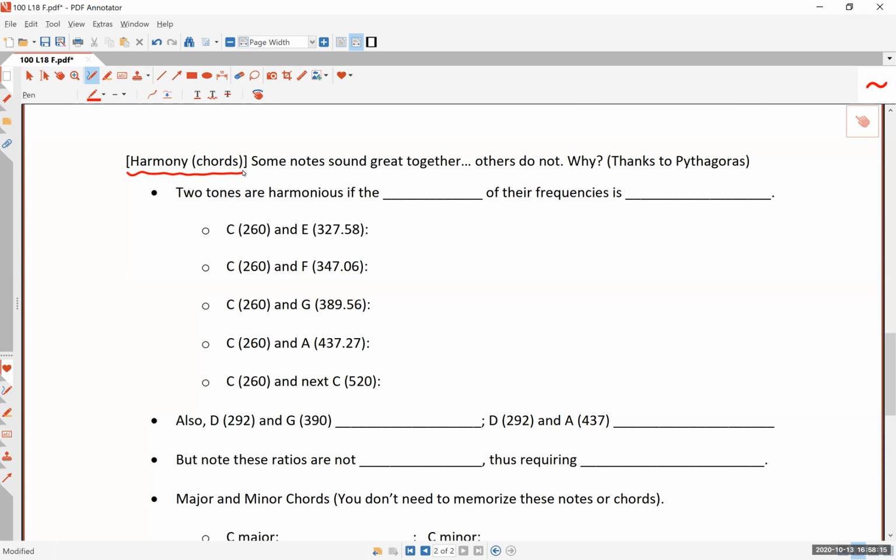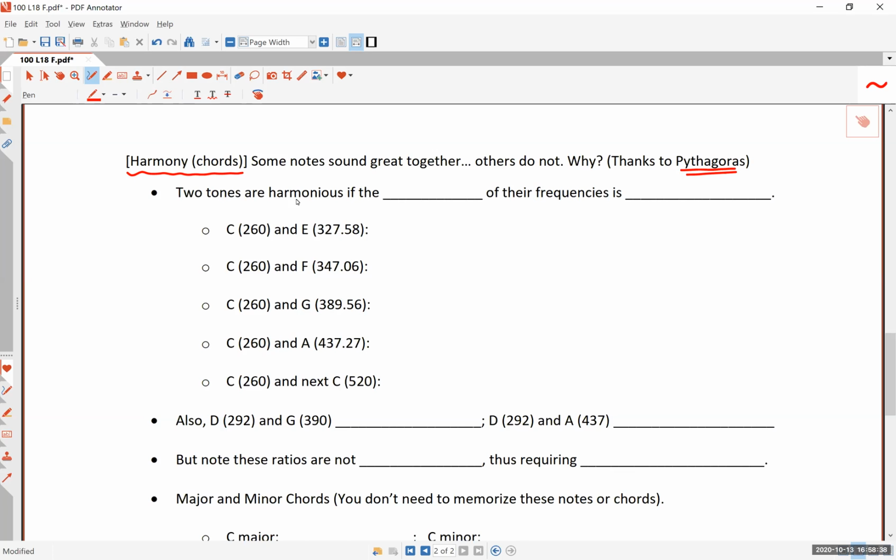All right, so now we go into the theory of music that has to do with chords, harmony. Some notes together sound great, while others don't. And the first person to really explore this was Pythagoras. And that's again why he's sometimes called the father of music theory, not just a mathematician.